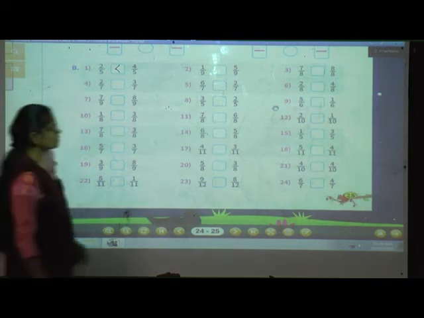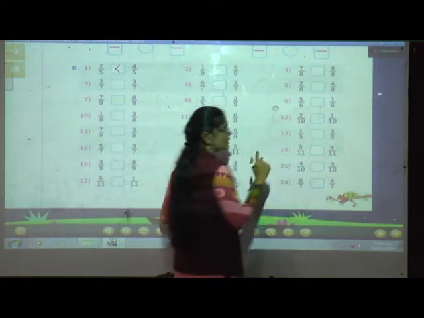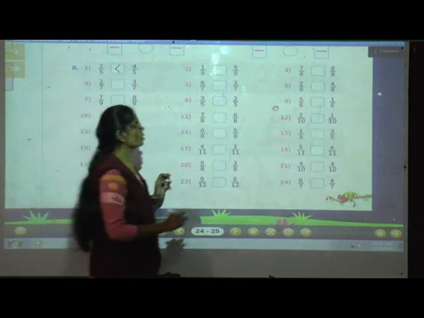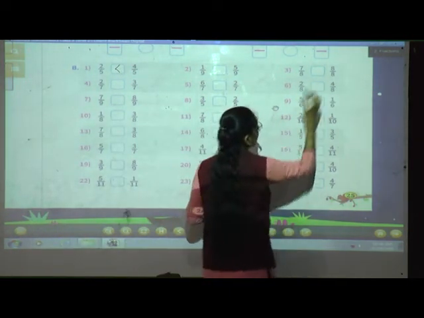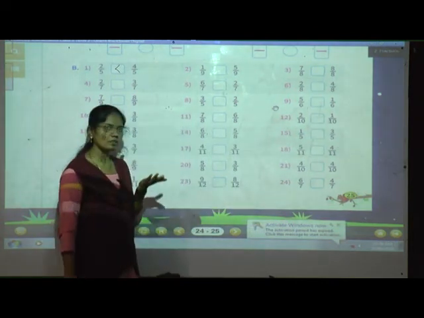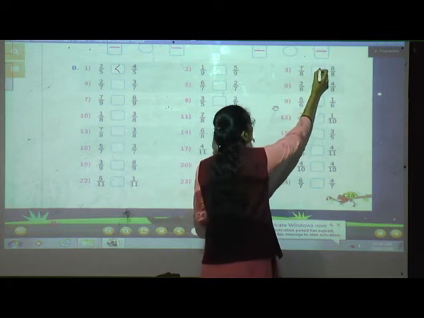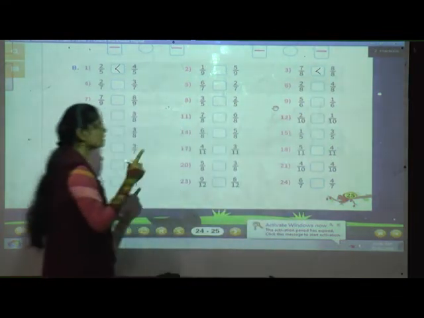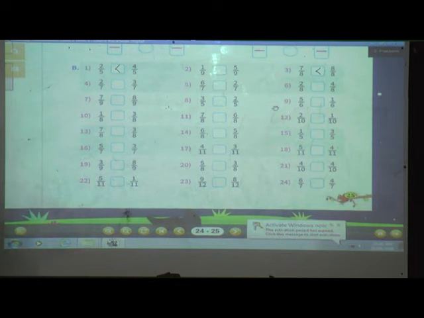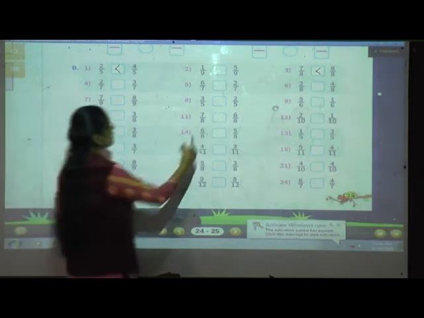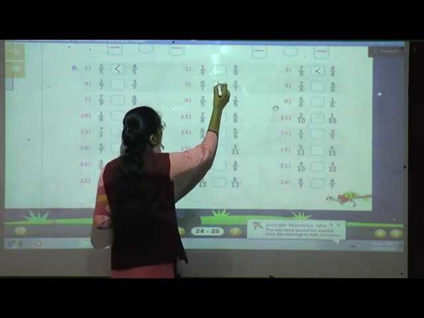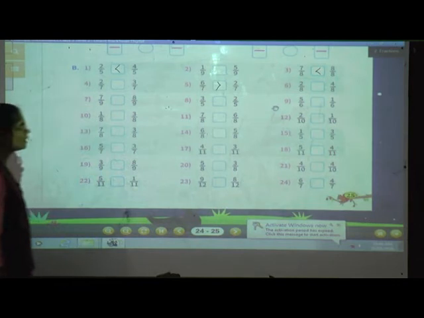Now see the third one. Here we'll take only the odd number sums. Now here 7 by 8 and 8 by 8. Again all are like fractions, so see only the numerator. 8 is greater than 7. So 8 by 8 is greater than 7 by 8. Then we'll move to the fifth example. Read the fractions, 6 by 7 and 2 by 7. Now 6 is greater than 2. So 6 by 7 is greater than 2 by 7.